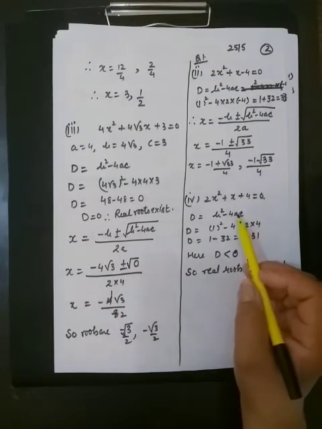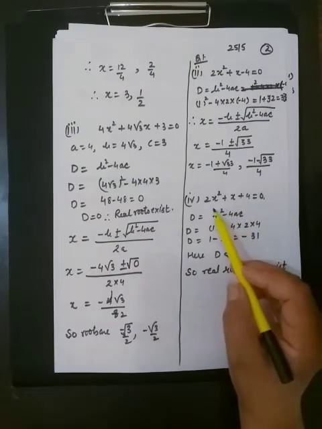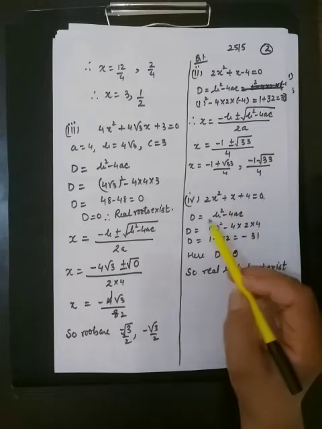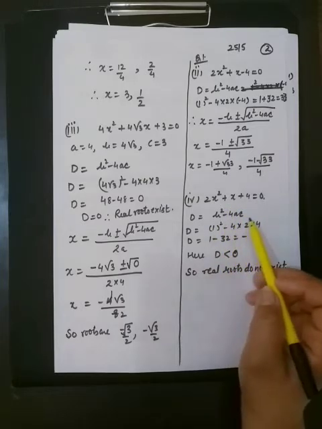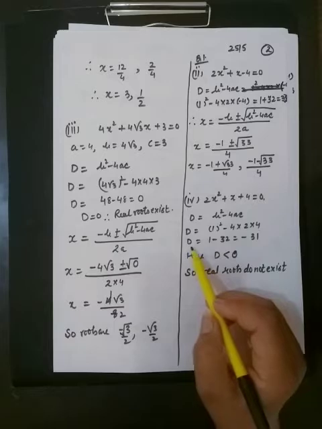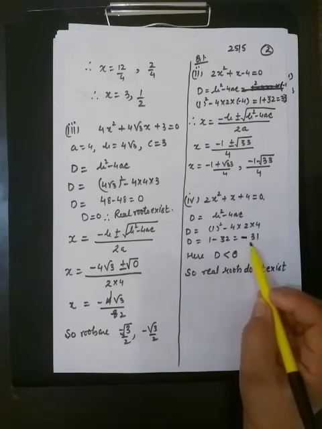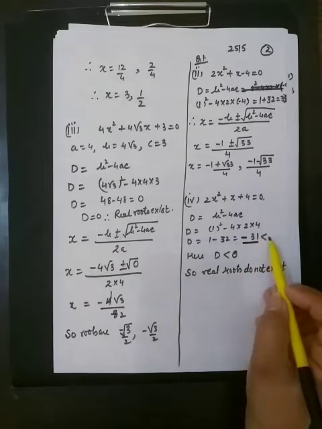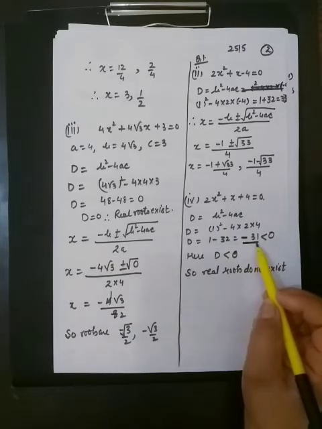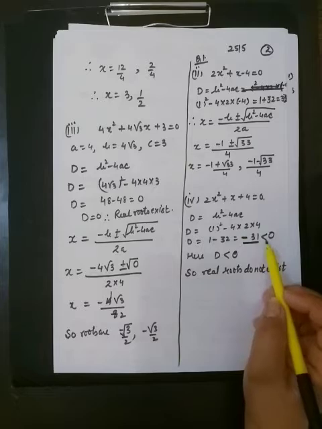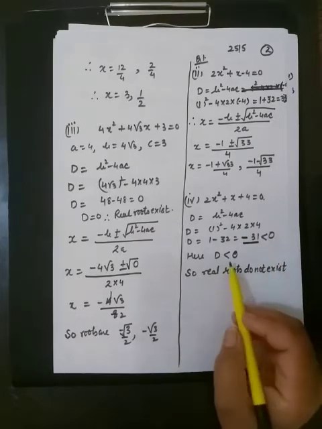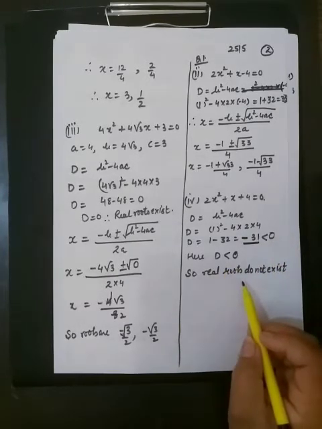In part number 4, the quadratic equation is 2x square plus x plus 4. So d is b square minus 4ac, and when you find d you get 1 minus 32. It means this is minus 31, and minus 31 is less than 0. This is a negative number. So every negative number is always less than 0. So it means real roots do not exist.